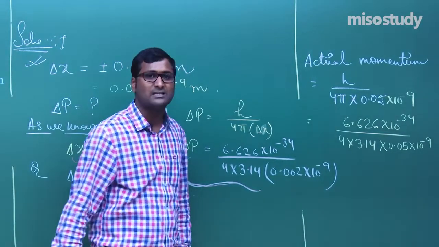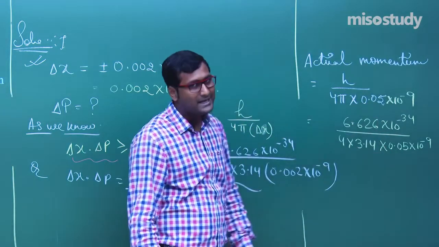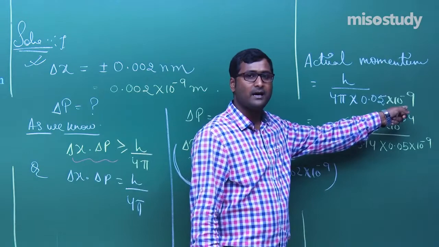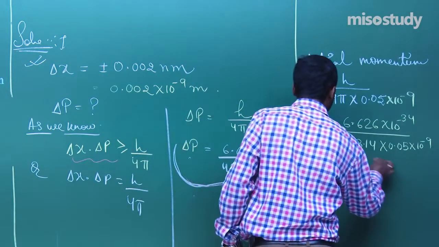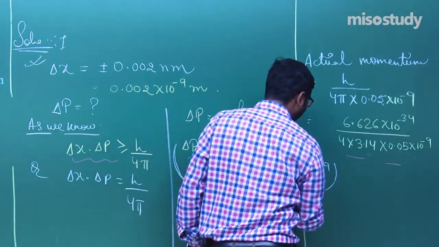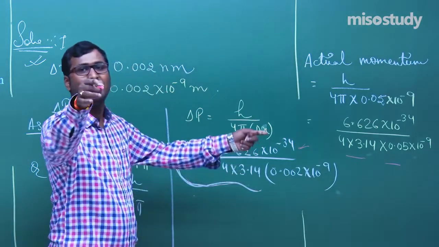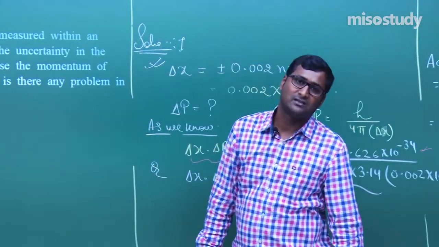In the second part, the actual momentum is given as h upon 4 pi into 0.05 nanometer. Put here multiply 10 to the power minus 9. After solving, we observe that the numerator is the same but the denominator is different. If the denominator is different, the value differs. So there is a problem in defining this value.